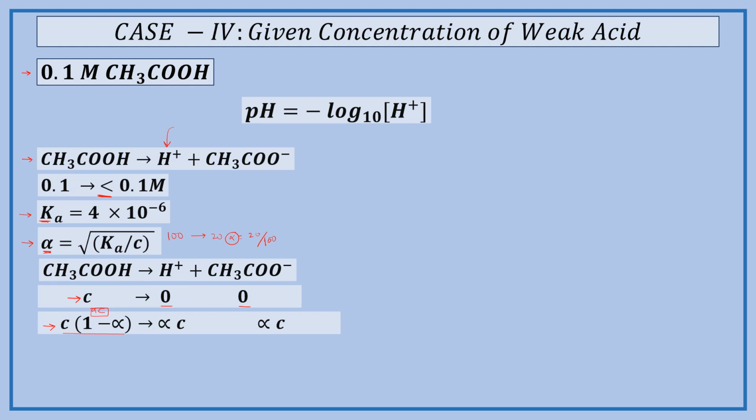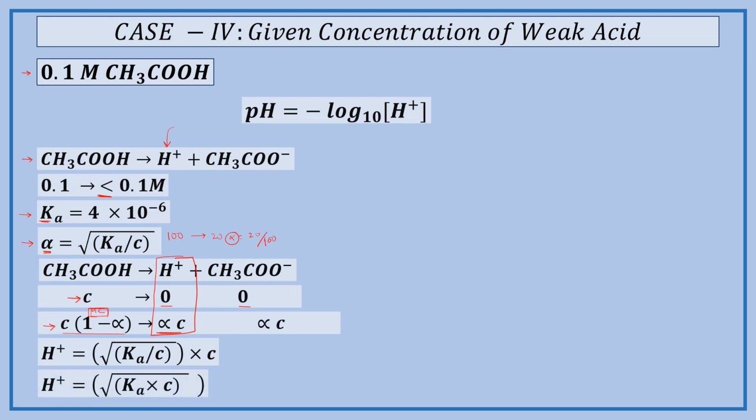If alpha times C molecules undergo dissociation, then alpha times C molecules of H plus will be generated. Now we can put the value of alpha in this concentration of H plus ion, and we can relate the concentration of H plus ion directly with Ka of the acid. So the concentration of H plus will become alpha times C. Alpha we will substitute as root over Ka upon C. This will become H plus equal to root over Ka times C.